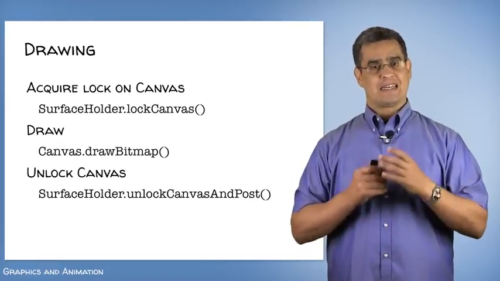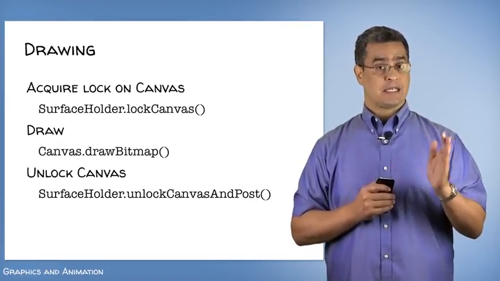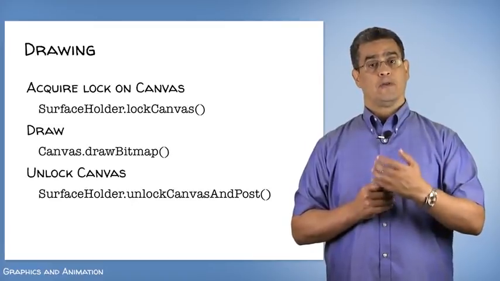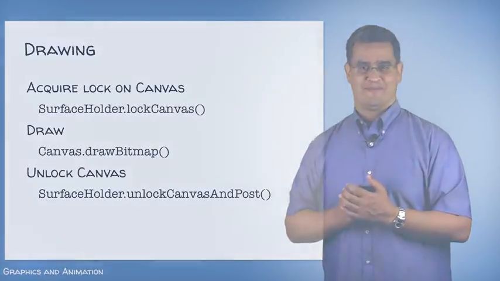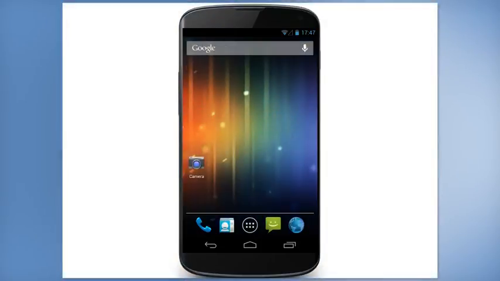So let's look at a different implementation of our last example application called GraphicsBubbleCanvasSurfaceView. I'll start up the application, and when I do, the application will start up and draw the bubble at a randomly selected location on the display.